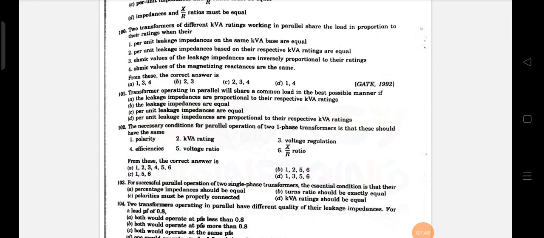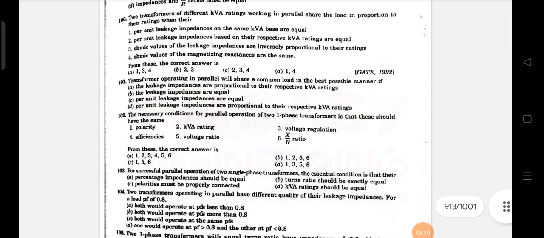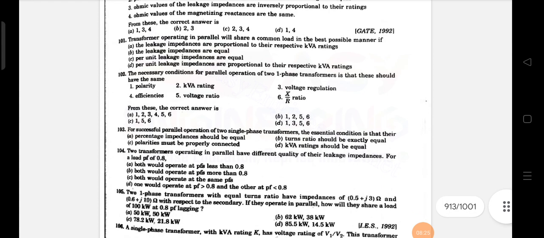Next, the necessary conditions for parallel operation of two single phase transformers. This point was already discussed previously, right? Polarities of the two transformers should be the same. Voltage ratio of the two transformers should be the same. X by R ratio of the two transformers should be the same. When the voltage ratio is the same, the voltage regulation is also the same. The kVA rating is not a mandatory thing; two different kVAs are also no problem. Efficiencies may be different. That means 1, 3, 5, 6 are correct. So the answer to question 102 is 1, 3, 5, 6, which is option D. Next.